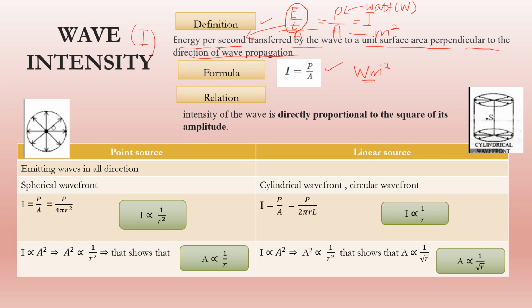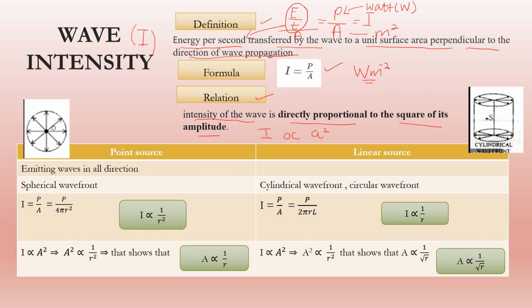Now, the most important thing about wave intensity is the relation. What is the relation? The intensity of the wave is directly proportional to the square of its amplitude. That means intensity is directly proportional to the square of its amplitude.